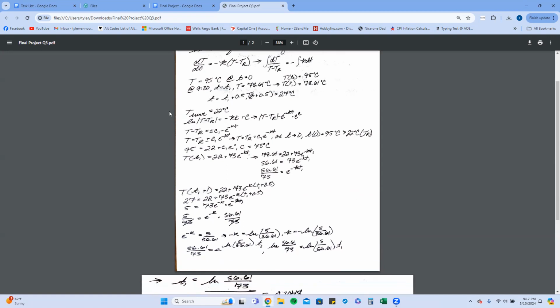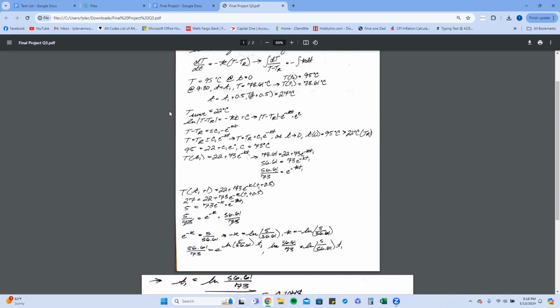We take the natural log of both sides, so we get natural log of the absolute value of T minus Tr is equal to negative kt plus C. That becomes the absolute value of T minus Tr is equal to e to the negative kt times e to the C. And then we simplify that to T minus Tr is equal to plus or minus C1 times e to the negative kt. Solving for T gives us T is equal to Tr plus C1 e to the negative kt.